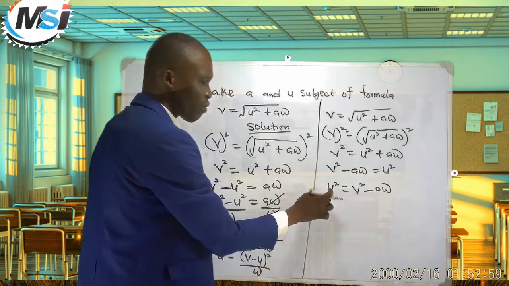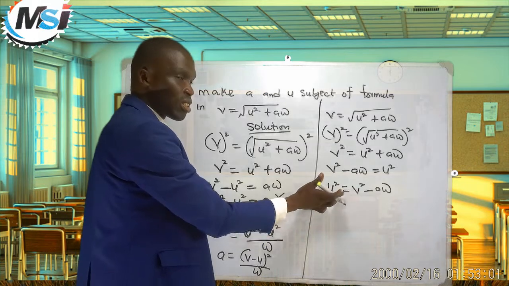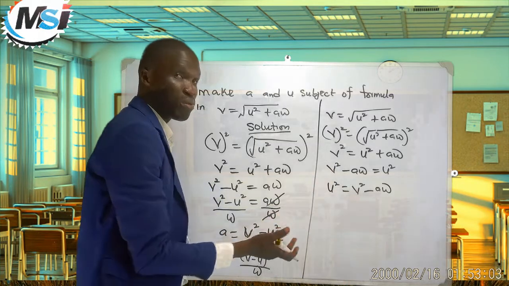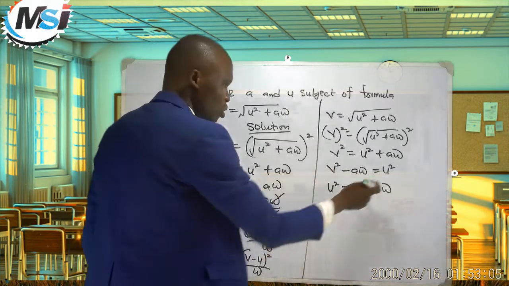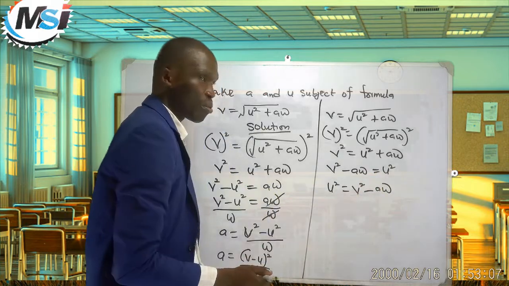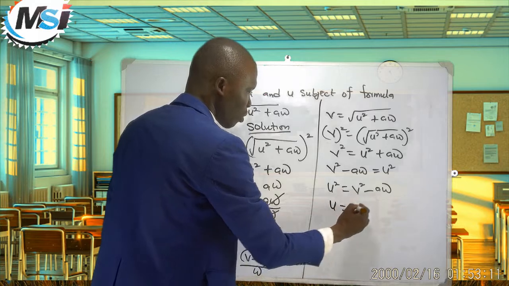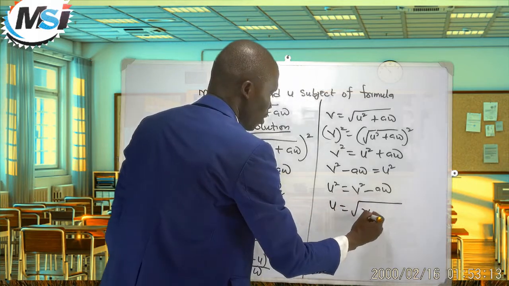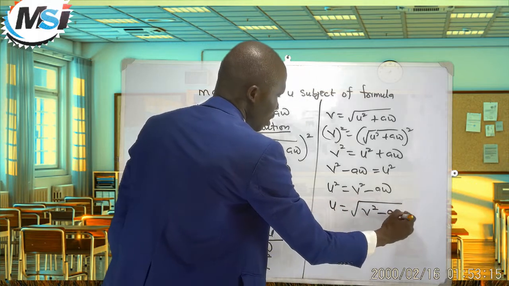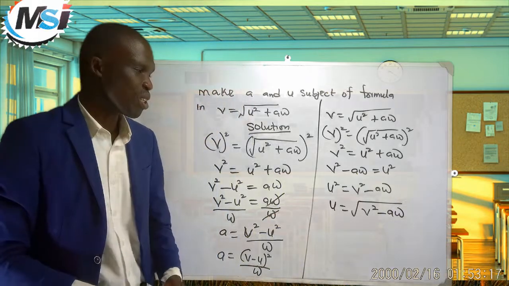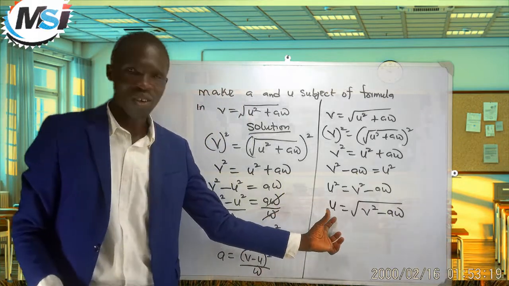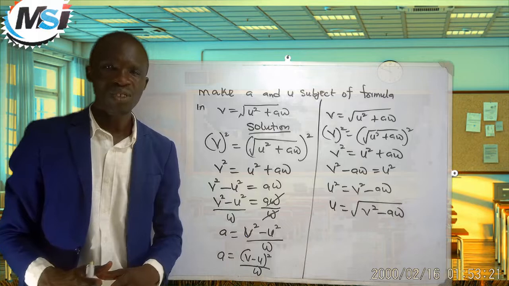You cannot leave your answer like this. This is u squared, and we are looking for u. So, you find the square root of both sides. When you find the square root of both sides, u will give us the square root of v squared minus AW. So, this will be the subject of the formula. I believe you understand that.